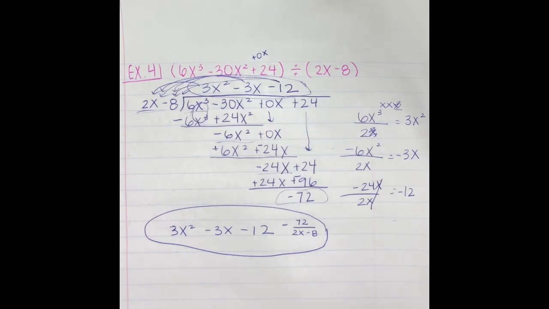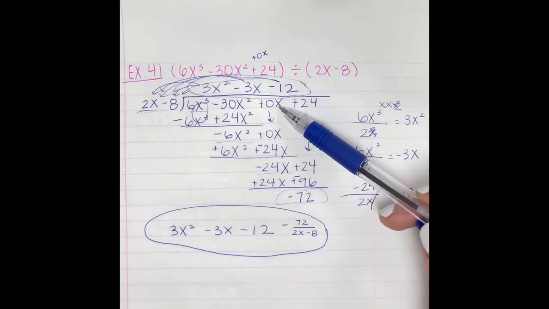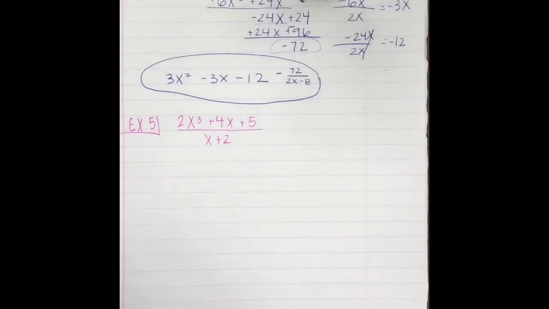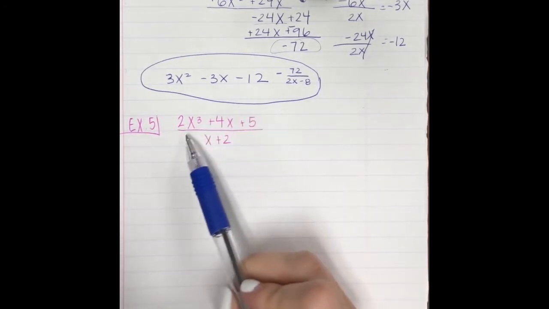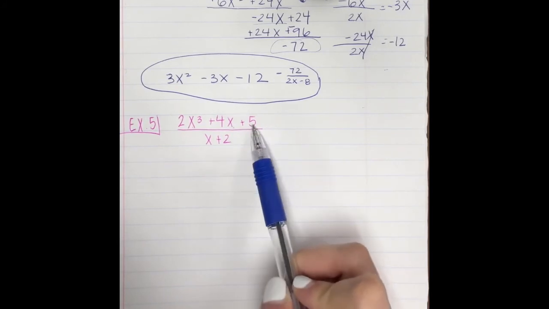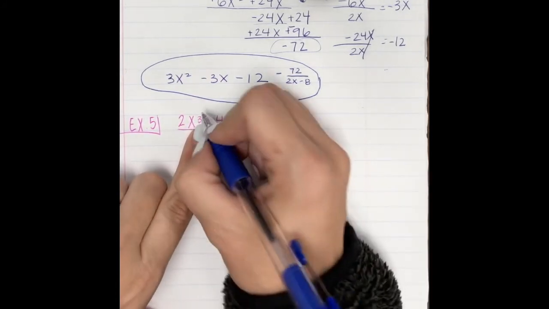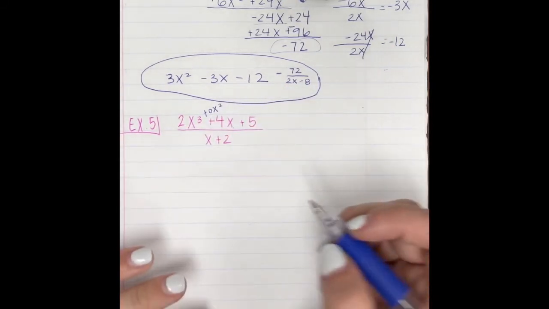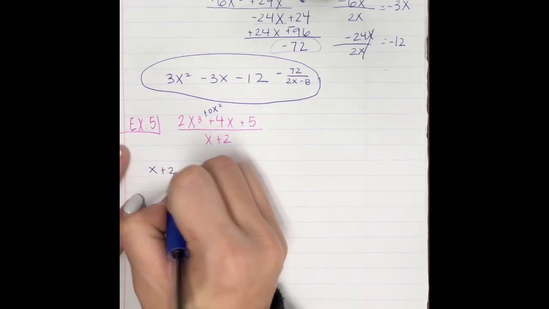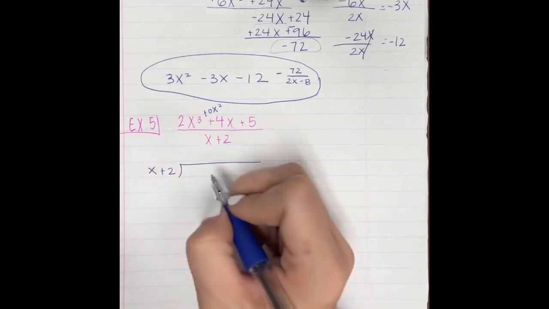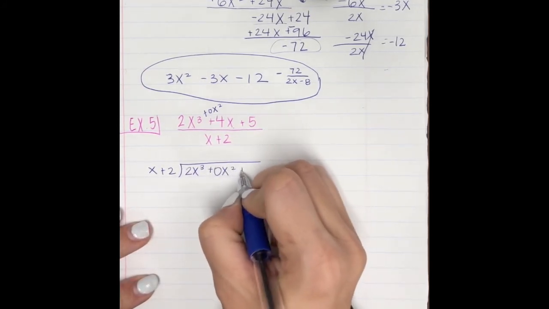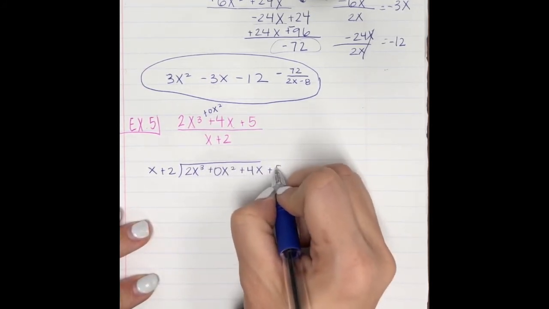I'm going to do one more example where we put a 0 as a placeholder, just for those that need that extra example. All right, so we have 2x cubed plus 4x plus 5 divided by x plus 2. Notice we have x to the third power, then x, then no x's. So we skipped an x squared this time. Okay, so we need that 0x squared as our placeholder. So we're going to do x plus 2 divided into 2x cubed plus 0x squared plus 4x plus 5.